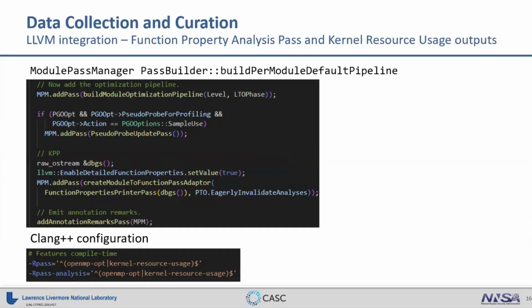And on this slide is code that we used to output compile time information. First highlighted is the PassBuilder class function, located in the core LLVM package, I believe, where we added code to output the function property analysis pass information. And below that, the Clang configuration parameters used to output kernel resource usage remarks during compilation.